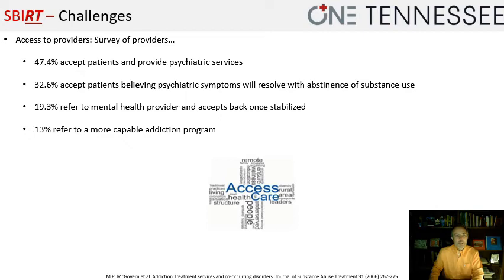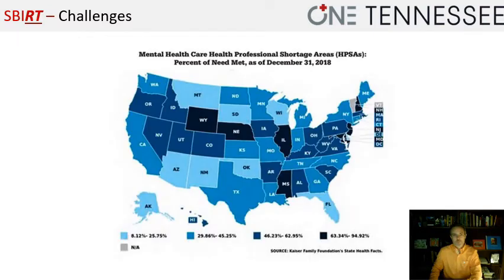Tennessee is in a mental health care health professional shortage area, or an HPSA. That means that based on this map back in 2018, at best case scenario, we could meet 45.25% of the mental health care needs in our state. So just keeping that really simple, out of every 100 people that need treatment, only 45 of those are going to get treatment.